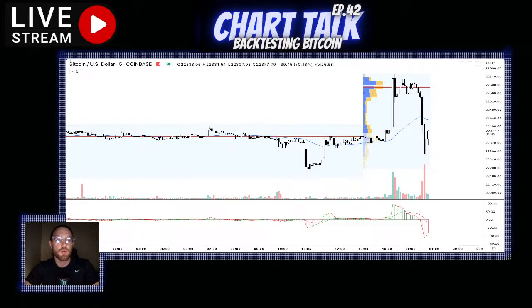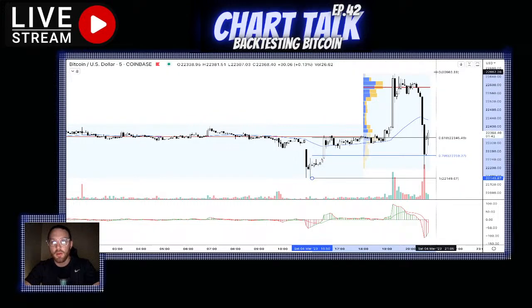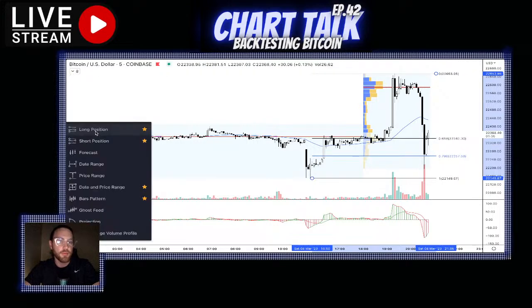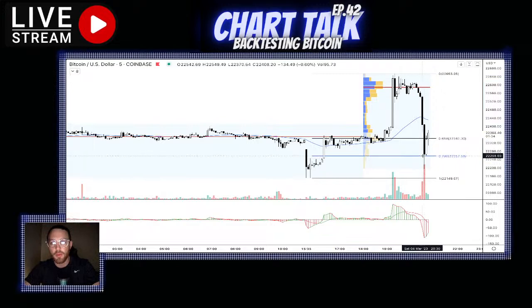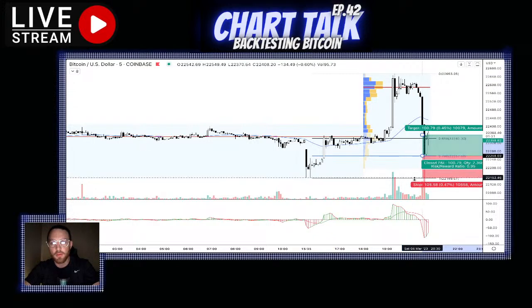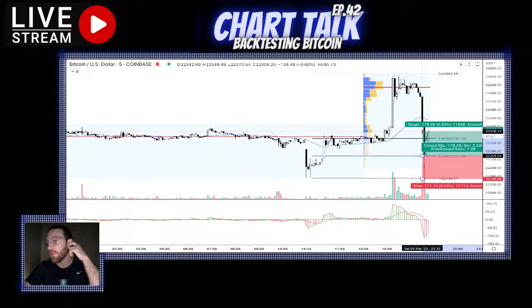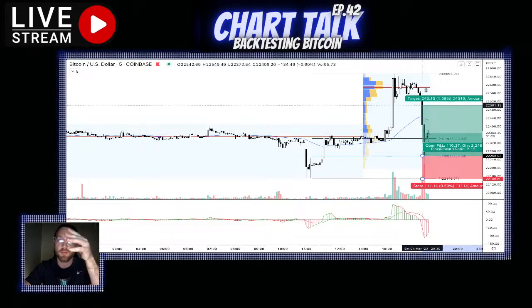Yeah, so if you were on earlier, I was looking for this entry right here. I don't think we got it, but if you did get it, you're at 1-to-1 at this point. Your stop loss, if it was in here, I probably wouldn't have been able to play it just because of how fast it moved down.